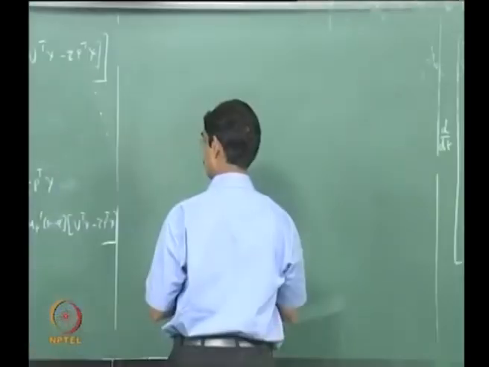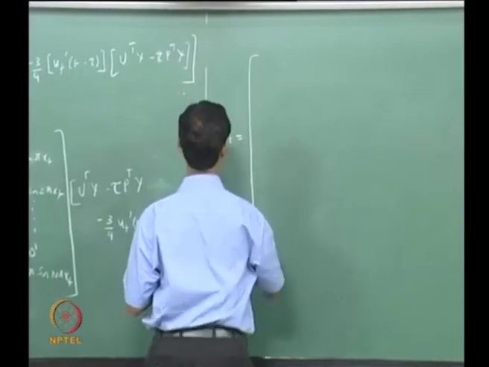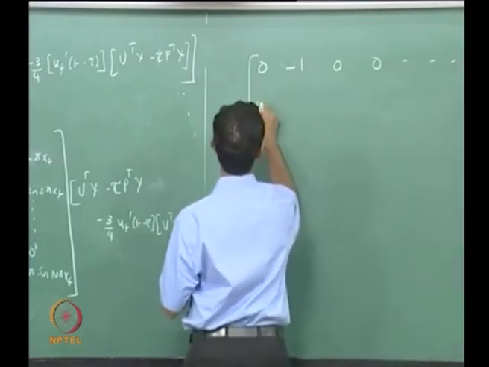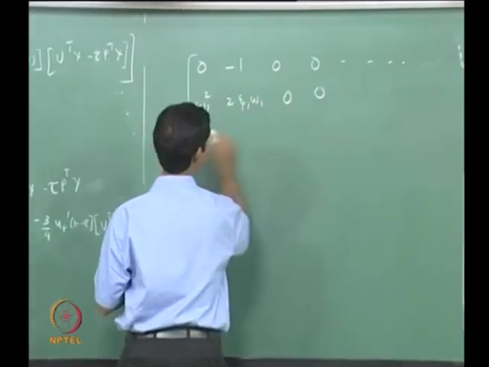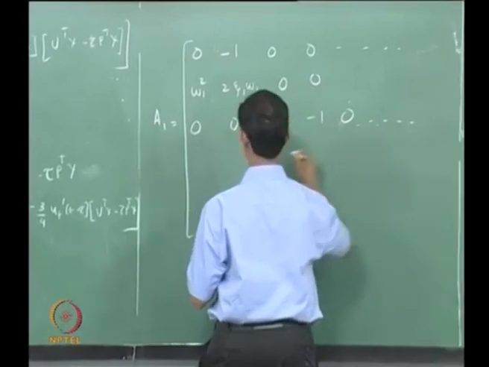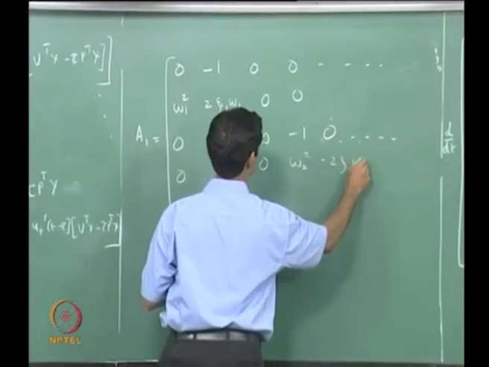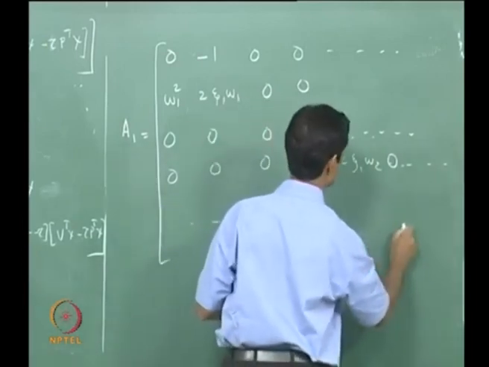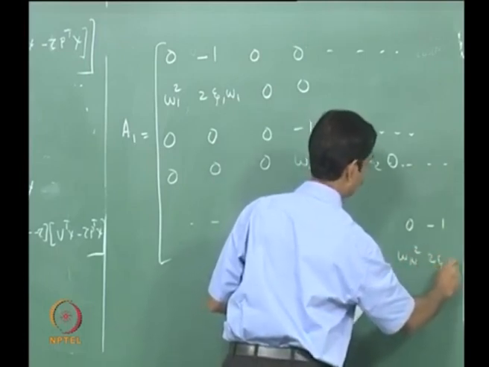That is the idea. So should I write out what is A1? I will do that anyway, just to be sure. So A1 equals 0, minus 1, 0, 0, and so on. Then omega 1 squared, 2 eta 1 omega 1, 0, 0. Then next one will be 0, 0, 0, minus 1, 0. Then you have 0, 0, 0, omega 2 squared, minus 2 psi 2 omega 2, 0, 0, 0, and you come back to 0 and minus 1 and omega n squared, 2 psi n omega n.